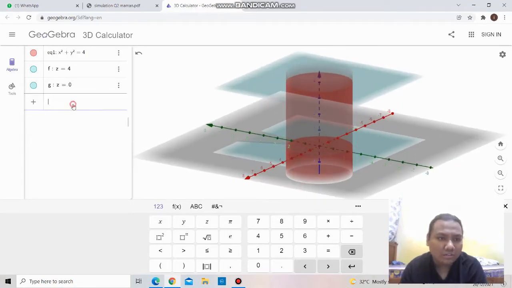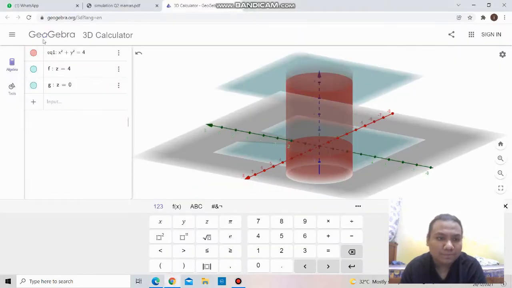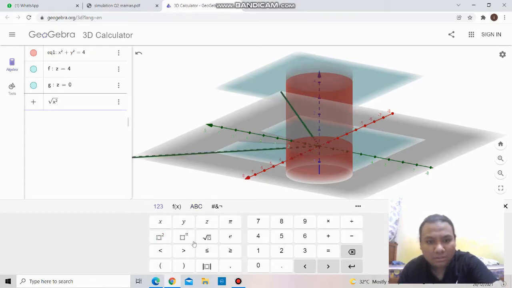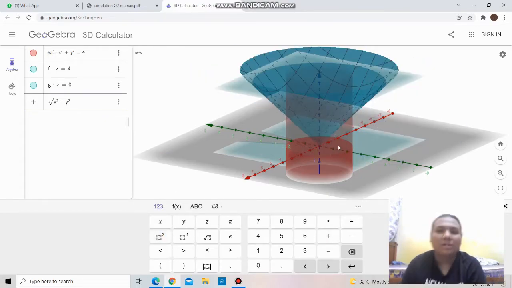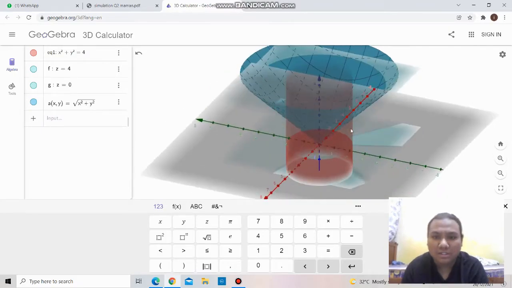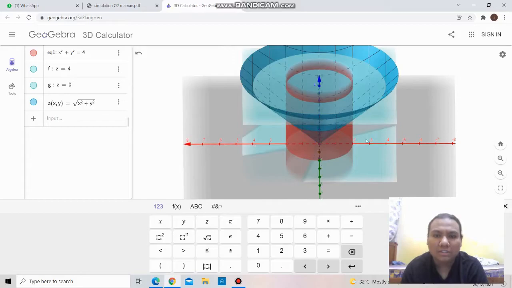Okay. After that, the last function is z equals the square root of x to the power of 2 plus y to the power of 2. This is a sketch of the graph for question B.